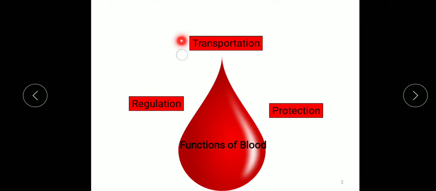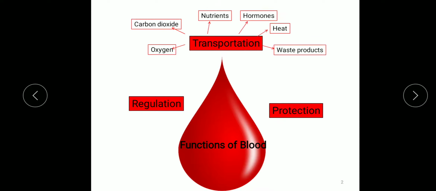Coming to the transportation function of blood, blood transports oxygen from the lungs to the cells of the body and carbon dioxide from the body to the lungs for exhalation. It also carries nutrients from the gastrointestinal tract to the body cells and hormones from the endocrine glands to the other body cells. Blood also transports heat and waste products to various organs for elimination from the body.